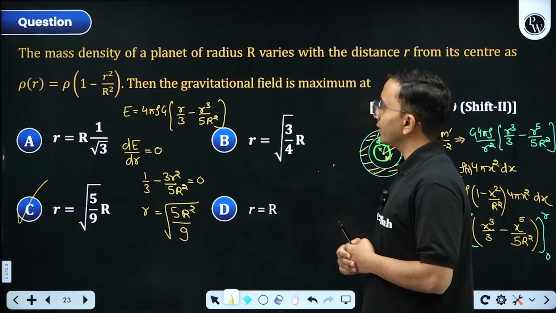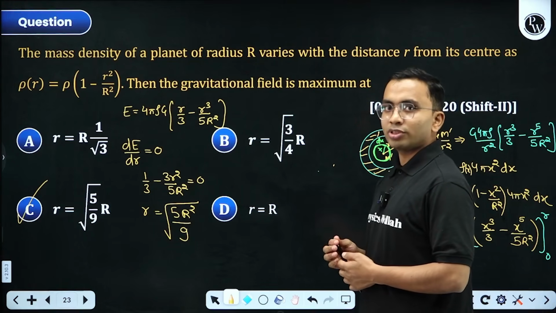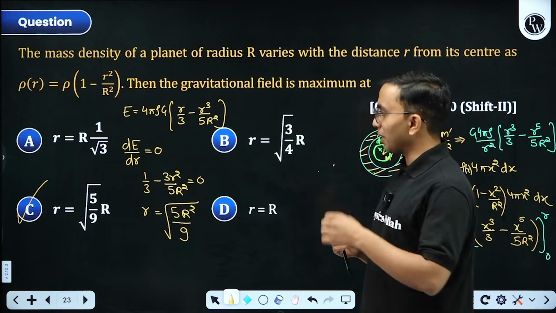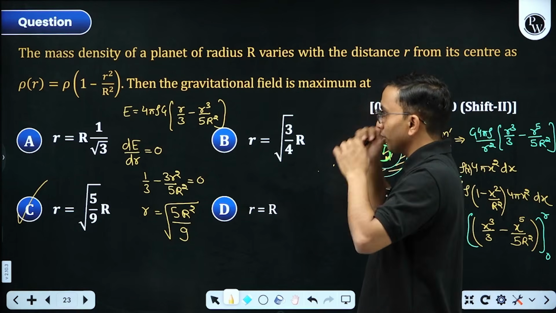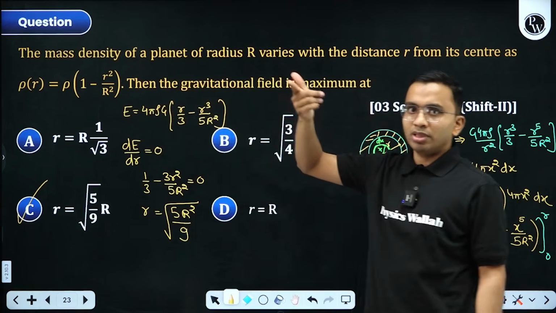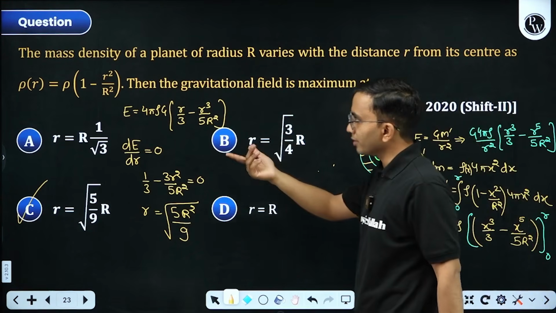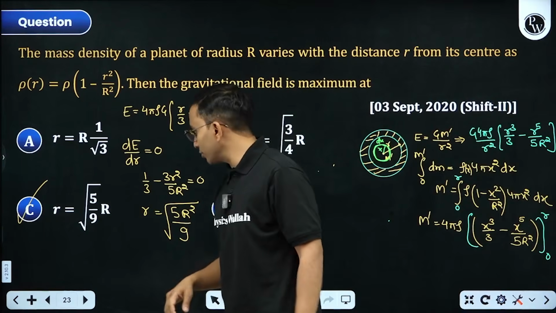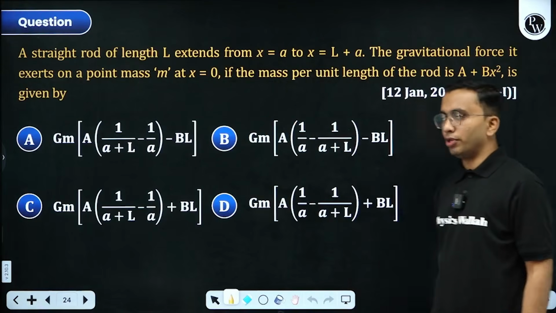Now you may say, sir, you just did differentiation one time, do we need to do second time differentiation to check whether it is maxima or minima? No, one time differentiation is enough, because at the center I know the field will be 0, the minimum. At the center it is 0, the minima is at the center, so what we will get will be maxima only.